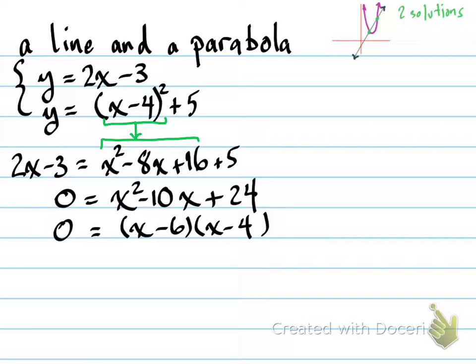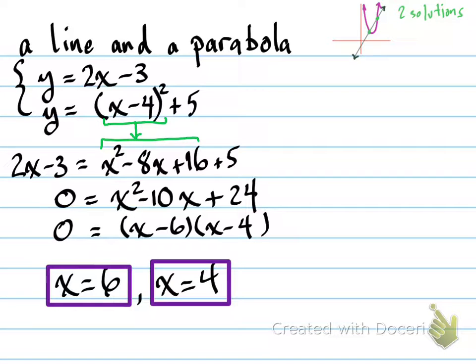If it was not factorable, you could still do this. You would have to use maybe completing the square or maybe even the quadratic formula to continue finding the solutions. One way or another, you have to find the solutions to that equation, and those are your x values. This one, we get nice integers, x equals 6 and x equals 4, and remember, we do have to use each one of those. We have to use both of them to find the y coordinates.